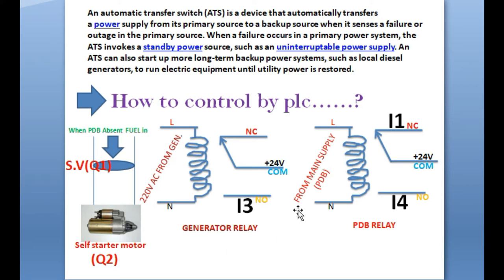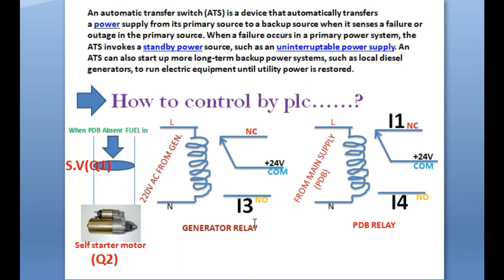I3 senses. Okay, friends. Initially, when your PDB is absent, I1 senses. Then I3 senses when your relay is on. When I1 senses, after 5 seconds or immediately, the generator valve is on, that means fuel is on. Your self-starter motor will be on, that means your generator is on. When the generator is on, this relay power is activated, that means the 220 supply is generated and active. And then I3 is sensed, because it's normally open. When it's normally connected to the NC, that means this relay coil is energized. The relay coil is energized, that means the contact changes and I3 is sensed.